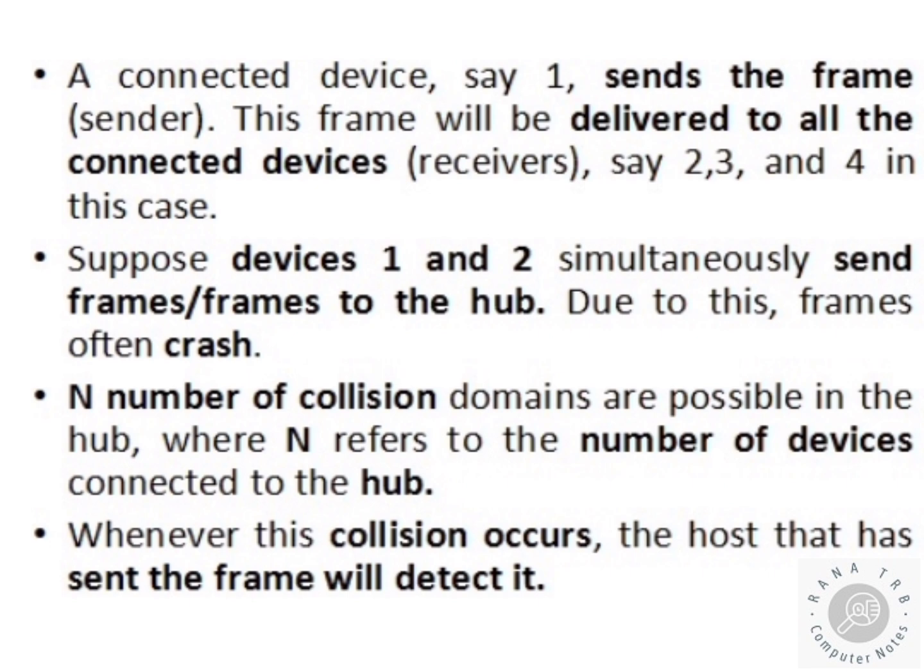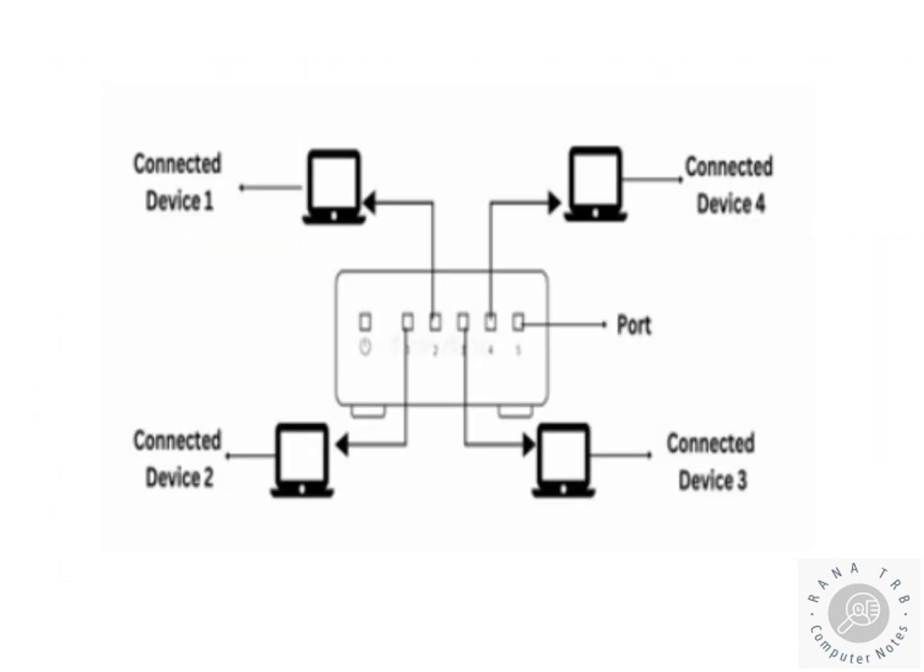Suppose both 1 and 2 simultaneously send the frame. Due to this, there is a crash. So n number of collisions will occur. So this n number refers here to the number of devices connected to the hub. Where the collision happens, the host that sent the frame will detect it. For example, here I show how 4 devices are connected to the hub using different ports. For example, now device 1 sends the data, and the data will be shared to the other 3 devices.